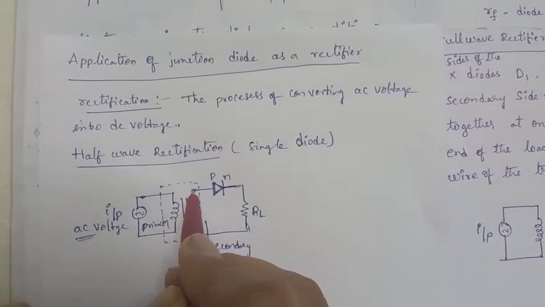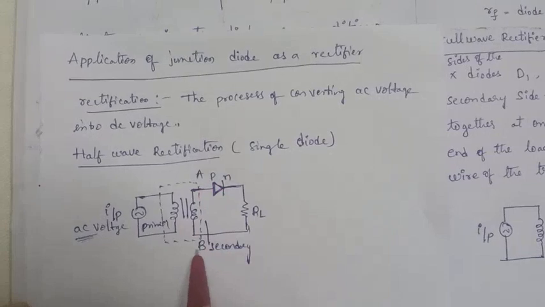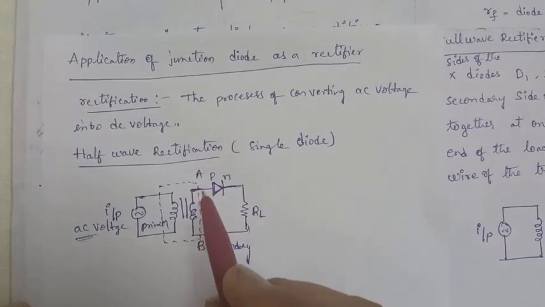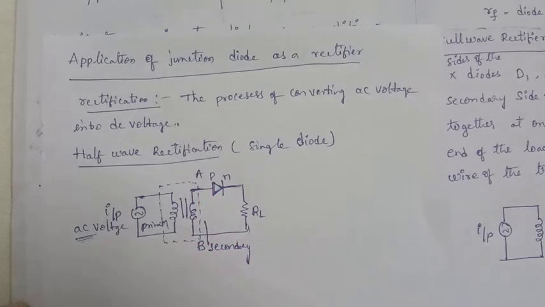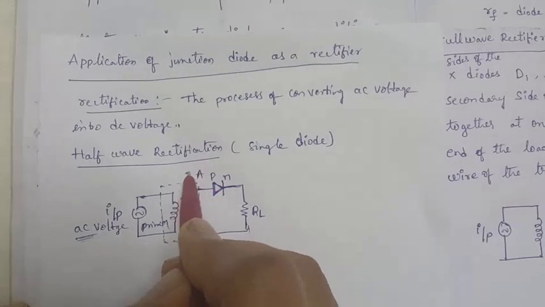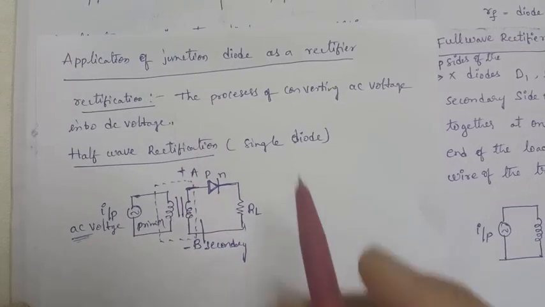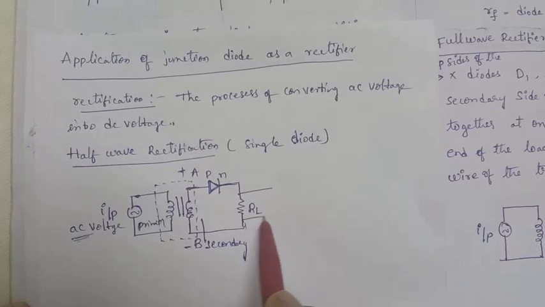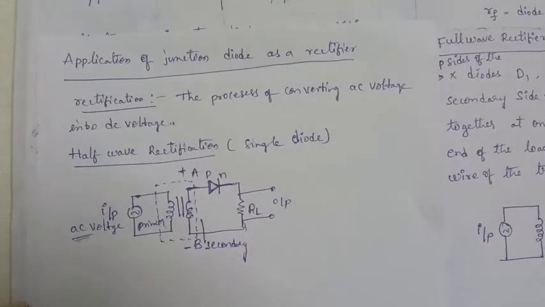The secondary of the transformer consists of two terminals, A and B. Here A is at a higher potential and B is at a lower potential. Simply, A is positive and B is negative. Across the load resistor you will take the output.